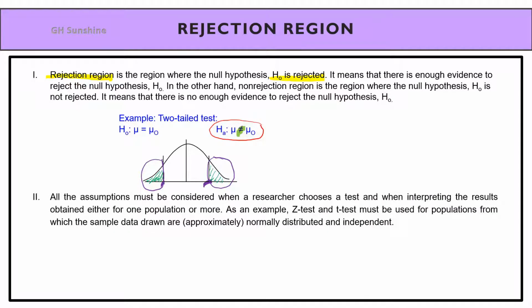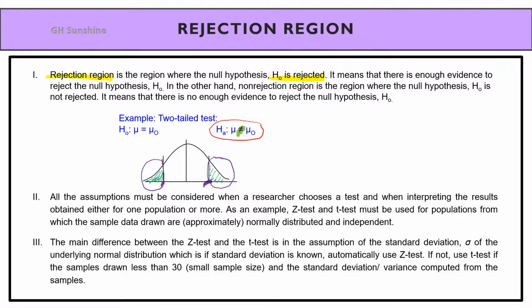Next, all the assumptions must be considered when a researcher chooses a test and when interpreting the results obtained, either for one population or more. For example, the z-test and t-test must be used for populations from which the sample data drawn are normally distributed and independent. The main difference between the z-test and the t-test is the assumption about the standard deviation or variance. If the standard deviation is known, we use the z-test. If not, use the t-test if the sample drawn is less than 30, and the standard deviation or variance value will be computed from the samples.